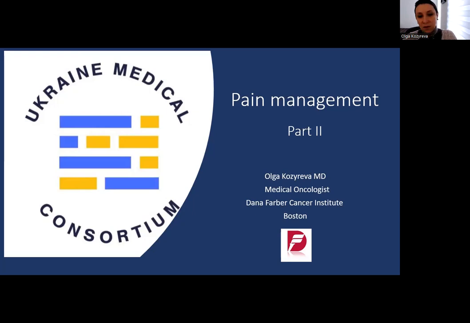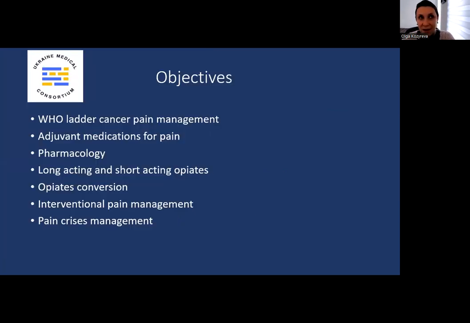And as I mentioned in the past, we have special WHO pain management ladder created in the beginning of the 80s. Objective for today, we will review again WHO ladder, cancer pain management. We will talk about adjuvant, we'll talk about opiates and non-opiates. So we'll review some pharmacology and clinical pharmacology that can be important in specific patient population. So we will talk about long-acting and short-acting opiates, opiates conversion. I will review some interventional pain management and pain crisis management. And we will have a couple clinical cases and a couple questions. It's always good to have interactive discussion.